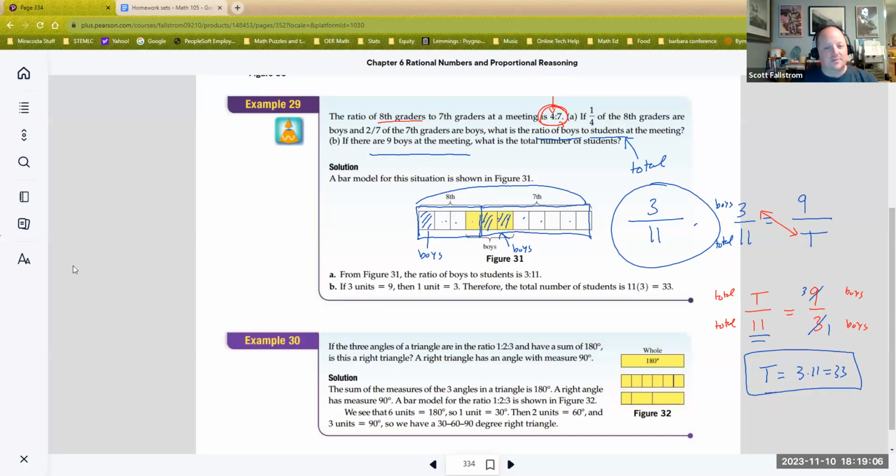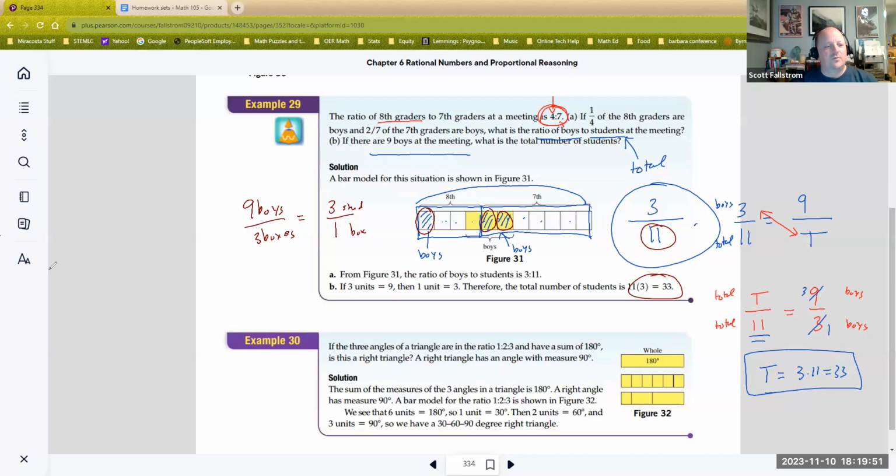And yes, you could go back up to the picture. You could come back to the picture and say, well, here's every group of 3 students, right? 3 boys for every 11 students. Let's see, what's it say? If there are 9 boys at the meeting, so there's 9 boys. So this box right here, this box, and this box represents 9. So you could take the 9 boys and out of 3 boxes come up with the idea that there must be 3 students in every one box, and then come through and say, well, wait a minute, there were 11 total boxes, and then you can build that up and say 11 times 3 is 33 as well.